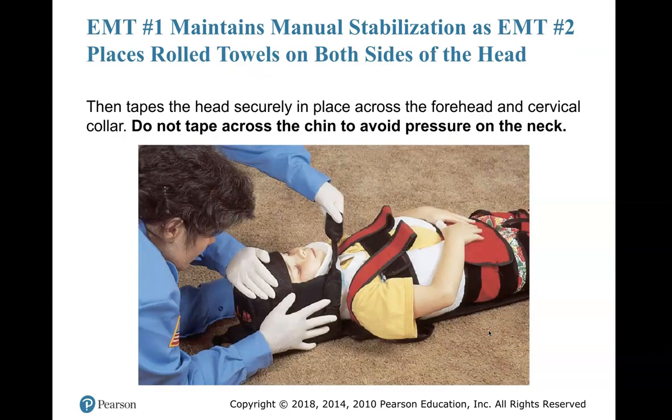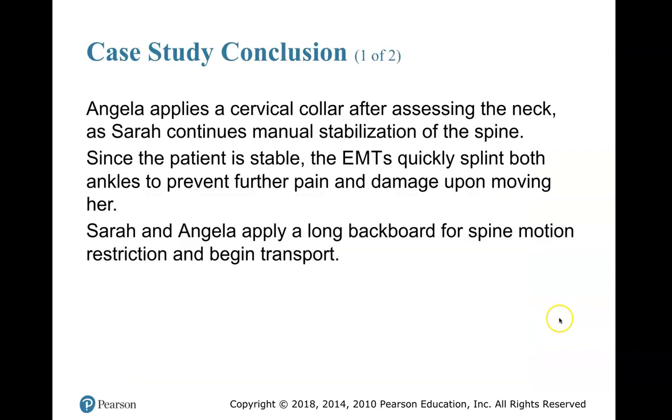EMT-1, guess what? Maintains stabilization as EMT-2 places rolled towel on both sides of the head. Then tapes the head securely in place across the forehead and cervical collar. Do not tape across the chin to avoid pressure on the neck. And they're going across the chin. But I didn't write these, so.